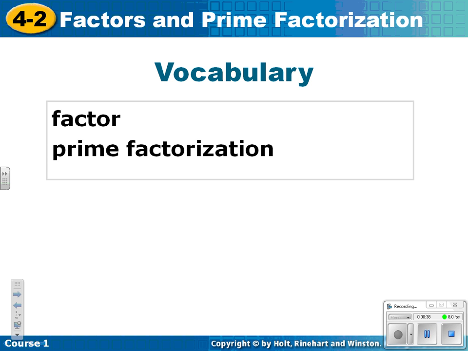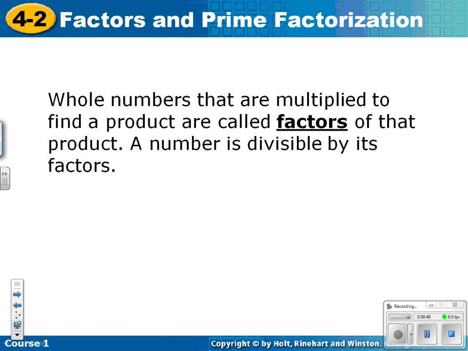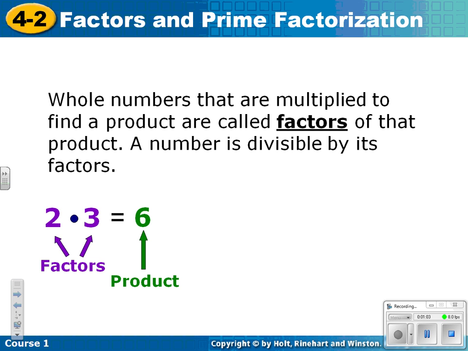It's like a multiple of a number? No, it's not a multiple. Factors and multiples are very similar. Whole numbers that are multiplied to find a product are called factors. Those are the factors: 2 times 3. Those two things are the factors. The answer to a multiplication problem is a product. Okay? So we are going to be working with factors for today.